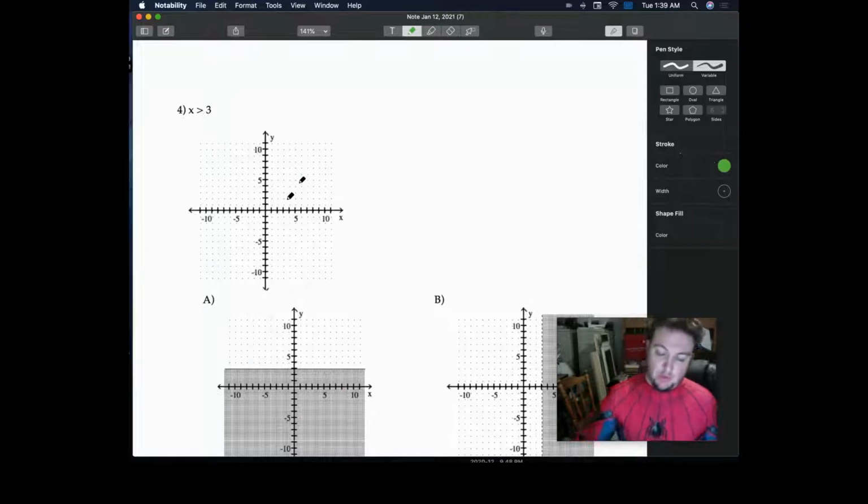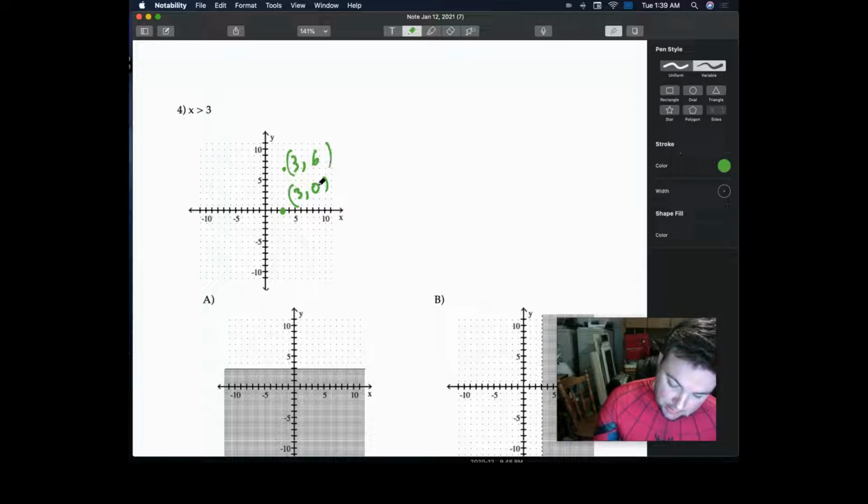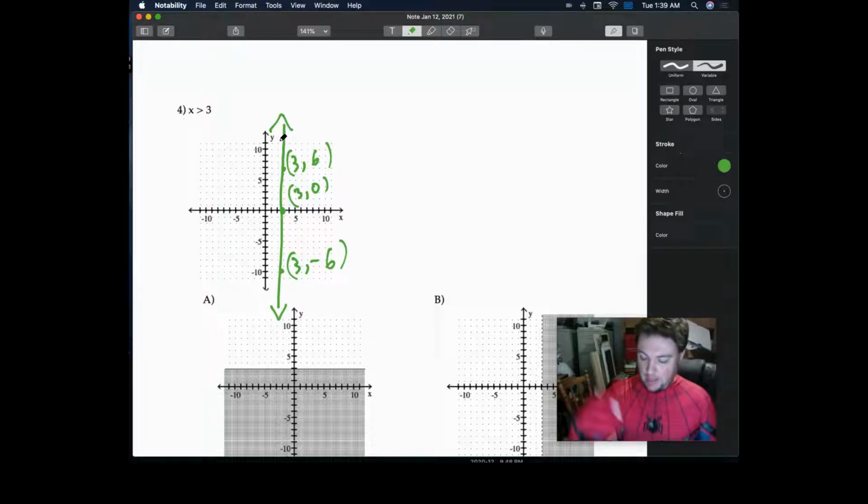So here's an interesting one because we only have X. So what could we do if it's only X? Well, we know that X is greater than 3. And we ask ourselves, well, what is an X graph? Well, we know that an X graph means all of our X values are the same. So that means we can just plot some points like 3, 0, 3, 6, maybe I'll go 3, -10. And we can see that if we connected the dots, we would have a line going up and down, right? The line would be going up and down.